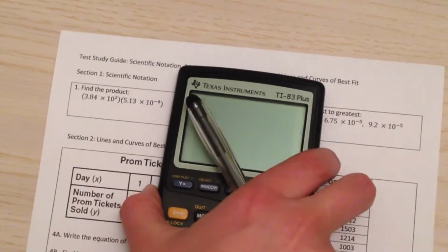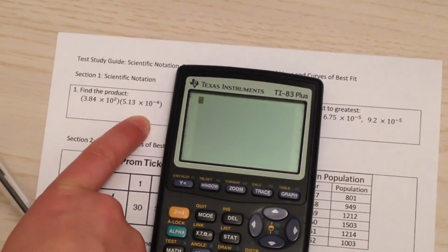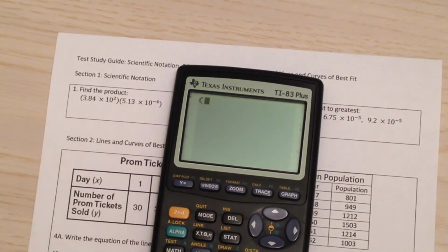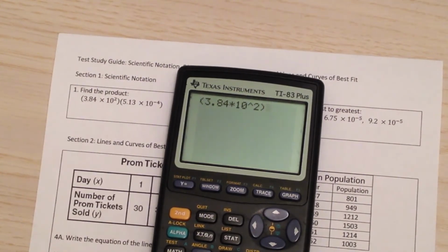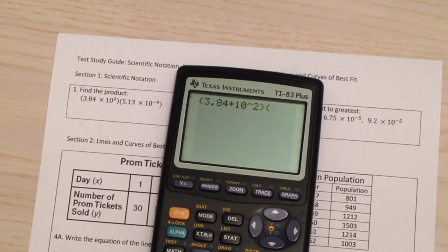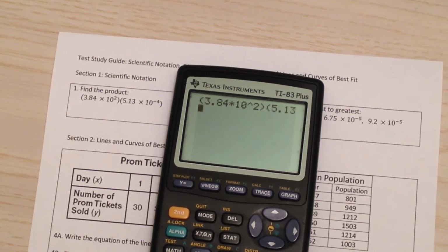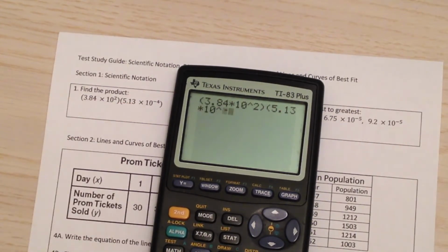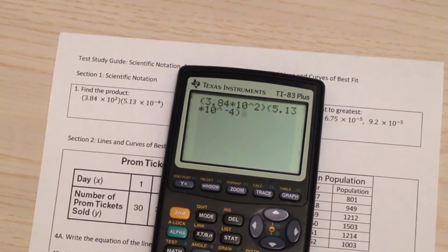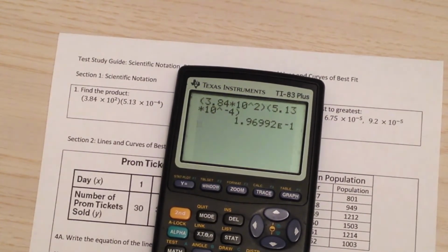And let's type this in exactly as we see it. So parentheses, 3.84 times 10 to the second. You could also use the square key instead of saying to the second. And then we can start a new set of parentheses there. 13 times 10 to the negative fourth. Make sure you end that set of parentheses and then hit enter.